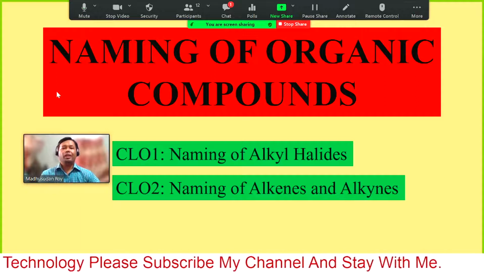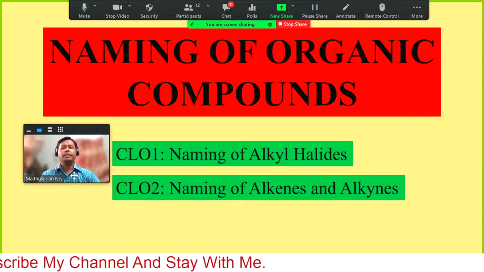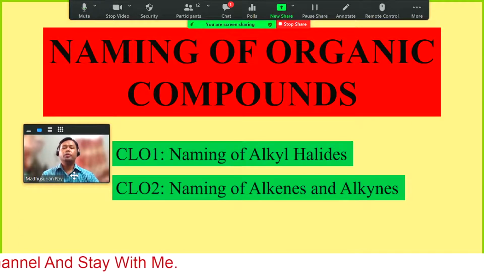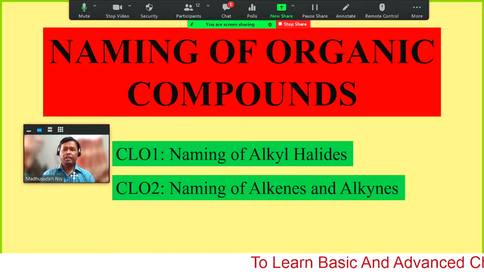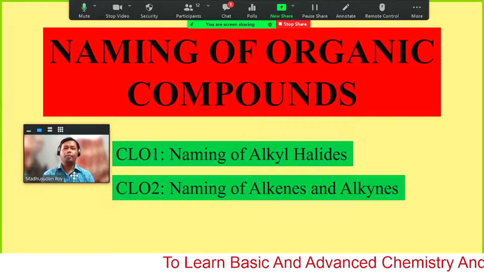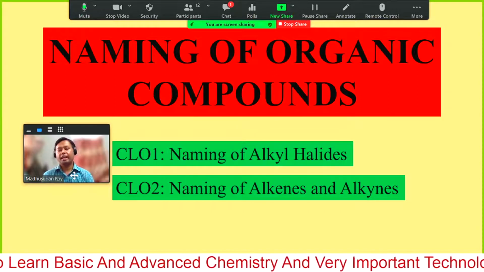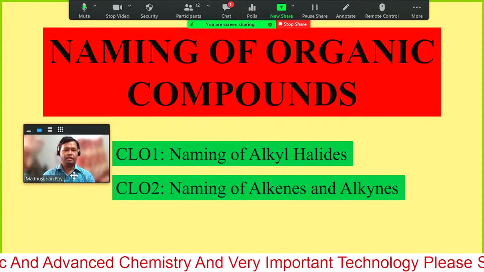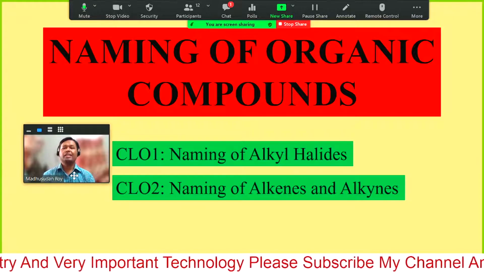Today we are going to learn about the naming of organic compounds. In last class I started the naming and we completed the part for hydrocarbons, especially alkanes, but not other hydrocarbons such as unsaturated hydrocarbons. Today we will learn the naming of organic compounds, precisely alkyl halides, alkenes and alkynes. So I have two different class learning objectives.